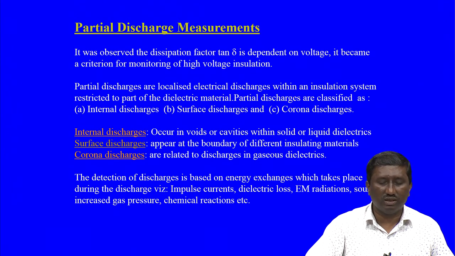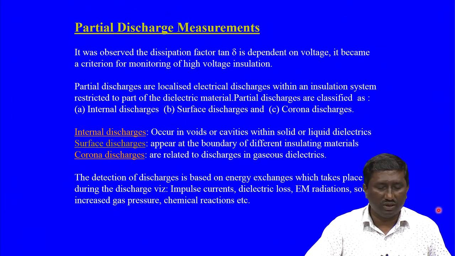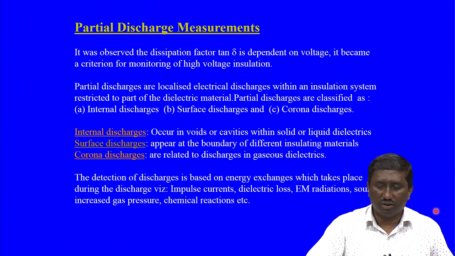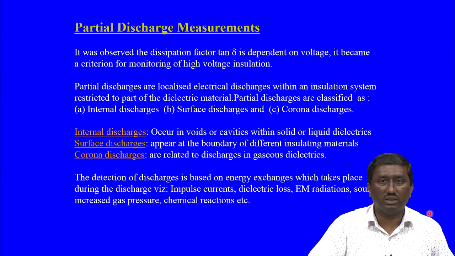Internal discharges are the discharges which occur inside the insulation. Surface discharges could be on the surface of the insulating material or an equipment, and the third being the corona discharges. So, these are three different types of partial discharges which are classified. So, how do the internal discharges occur?